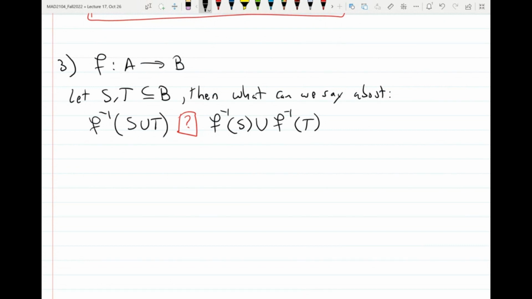Let's just do it. So, how do we begin? What letter should I use? A or B? Which one is it? Letter A. Does everyone understand this? We're pulling back, so we are inside A. So little a. So let little a be in the inverse image of S union T.